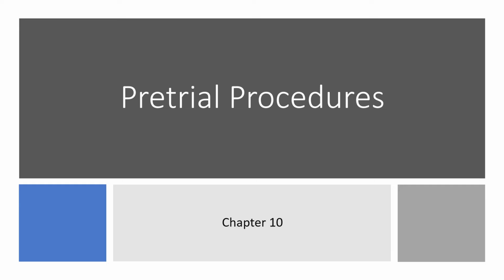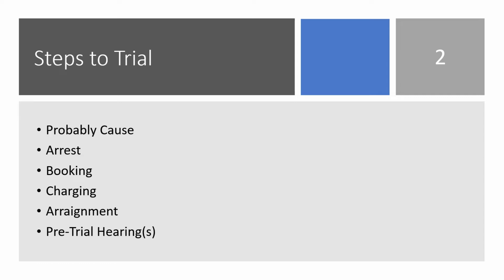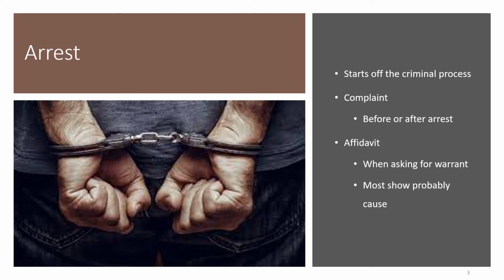Hi, welcome to this week's discussion on Pretrial Procedures, Chapter 10. Let's talk about the steps to trial. So how do we get there? Well, first, officers have to have probable cause. Then they make an arrest. The defendant then goes to booking, then charging, arraignment, and pretrial hearings. So we're going to look at those a little bit more closely.